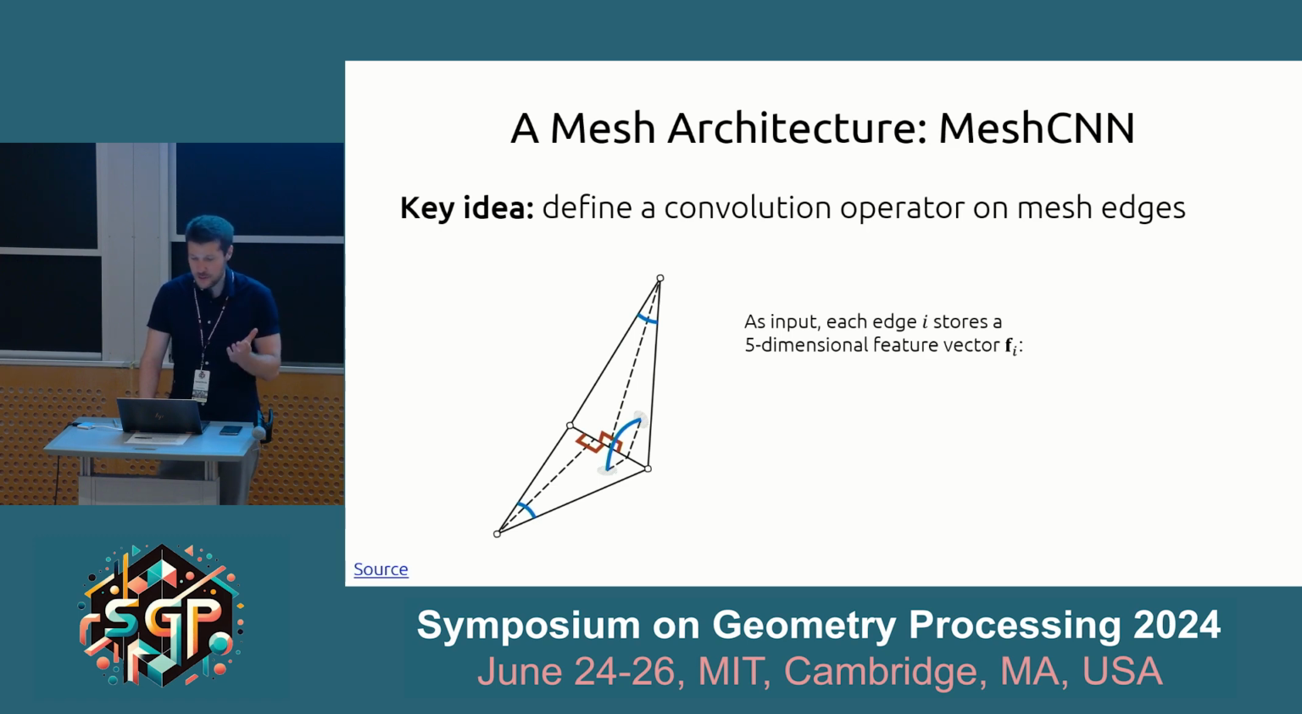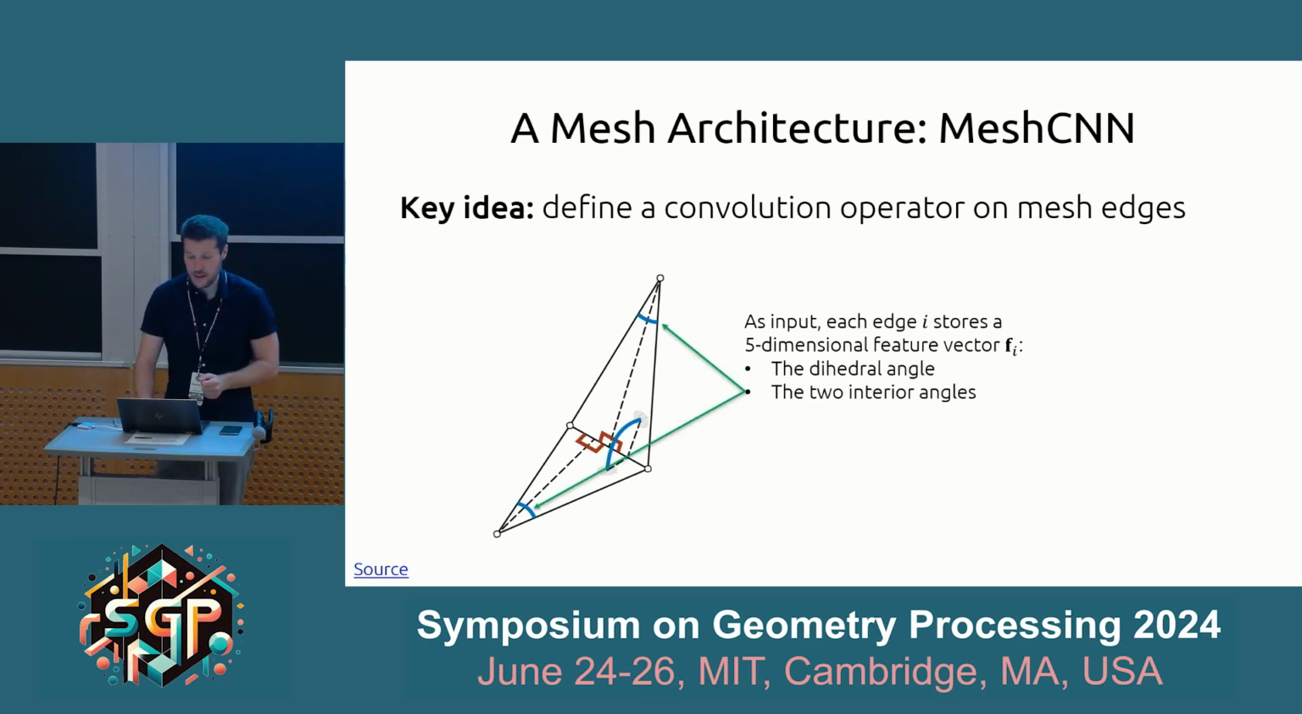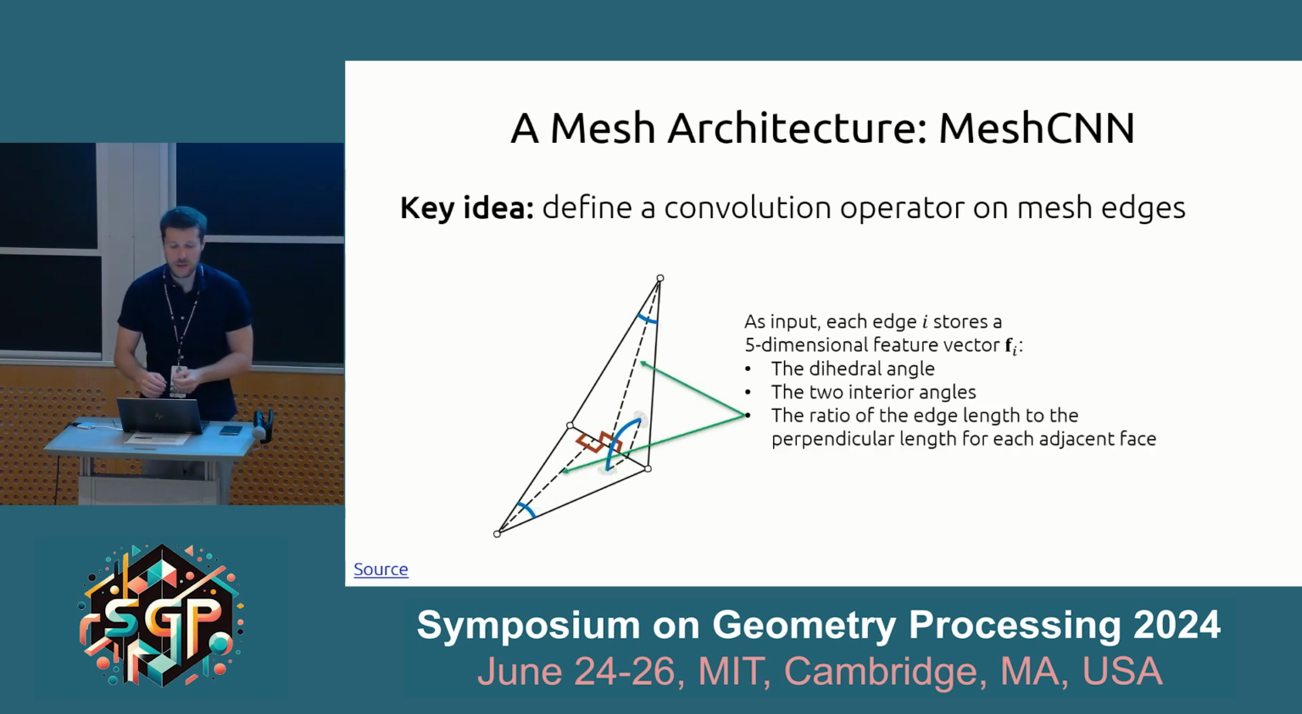We're going to define some features that are going to be the input features to this network. Every edge will have these 5 input features. It'll have the dihedral angle between the 2 adjacent faces. It'll have the 2 interior angles of those vertices that are opposite. And it'll also have the ratio of the length of the edge, so this edge right here, to the perpendicular lengths of these 2 faces.